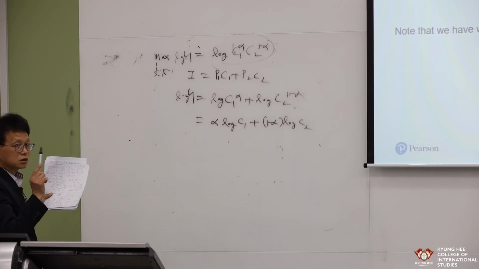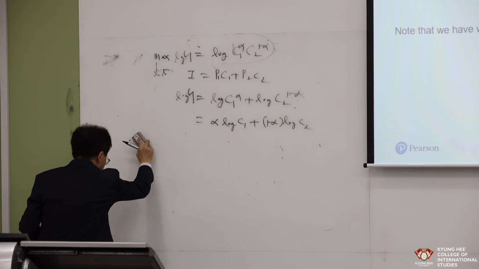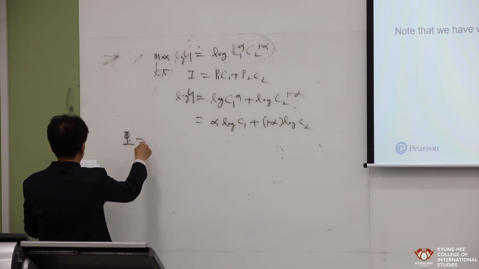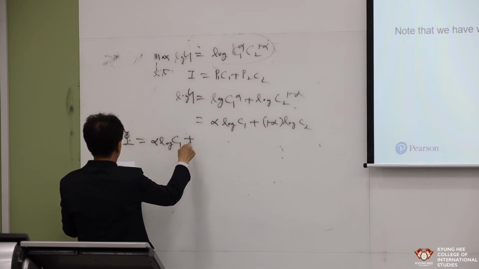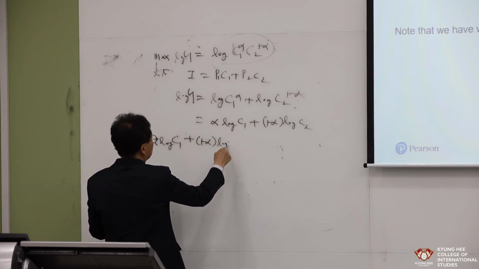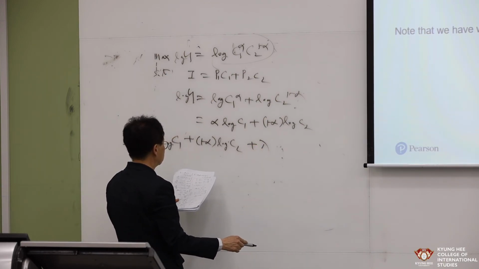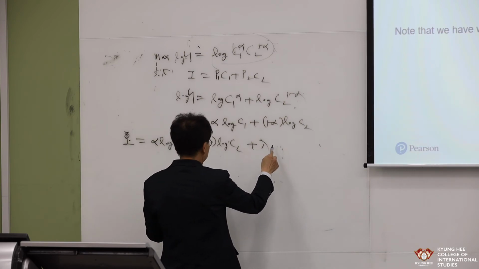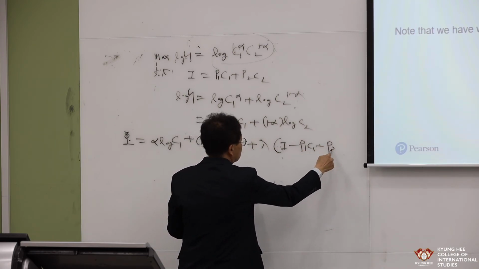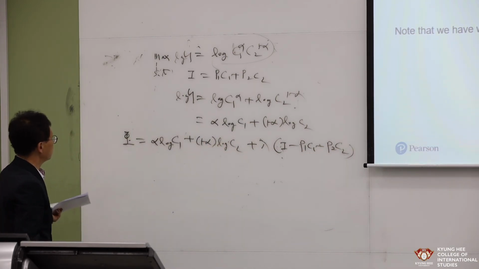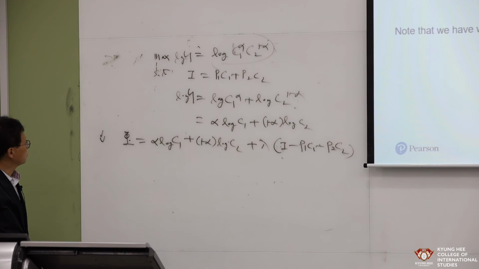Then we can construct a Lagrangian function like this. Pi is equal to alpha log C1 plus 1 minus alpha log C2. That is the objective function. And now the constraint, after adding this artificial endogenous variable lambda, is I minus P1C1 minus P2C2. So step 2, construct the Lagrangian function in log format like this.